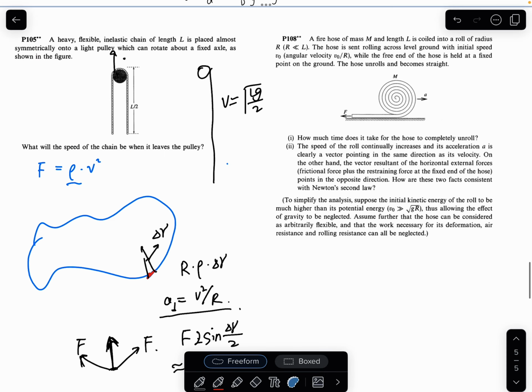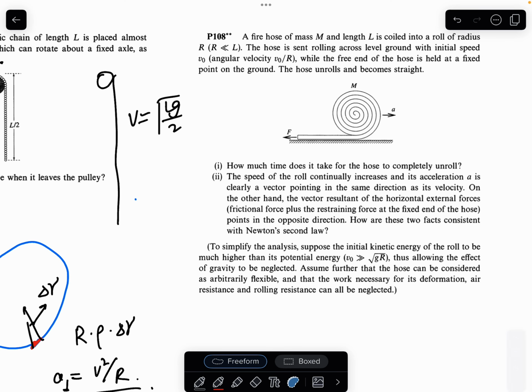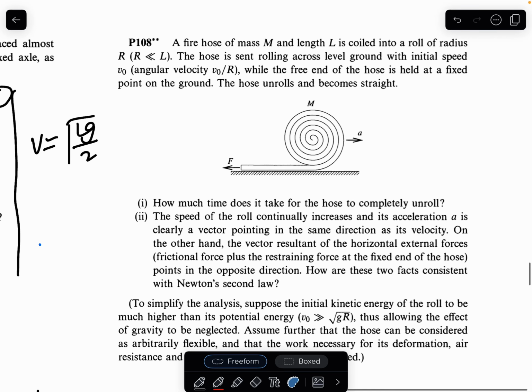Okay, and next we have the problem of 108. This is also a very hard problem. A fire hose of mass m and length l is coiled into a roll of radius r. R can be neglected if we are considering L. The hose is sent rolling across level ground with initial speed v sub 0, while the free end of the hose is held at a fixed point on the ground. The hose unrolls and becomes straight. So how much time does it take for the hose to completely unroll?